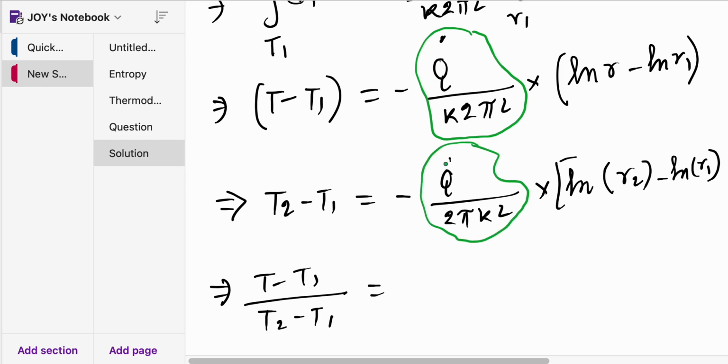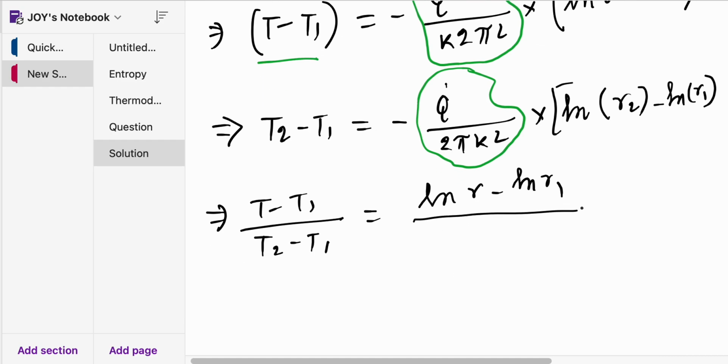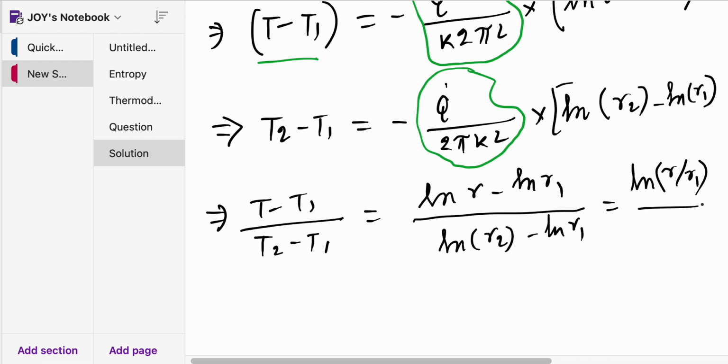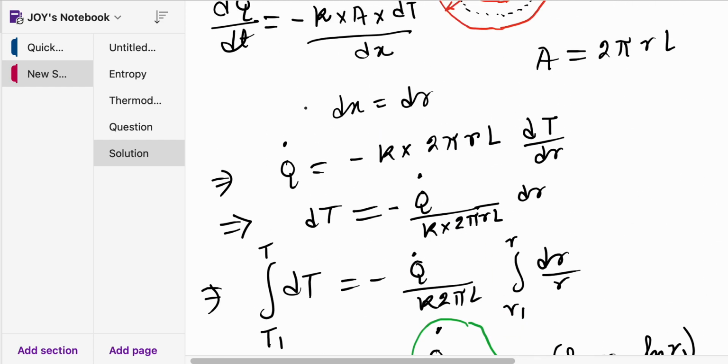now you can see that if we divide T minus T1 with this, then we actually get rid of this factor. So now what we will get is ln r minus ln r1 by ln r2 minus ln r1, which is nothing but ln r by r1 over ln r2 by r1.